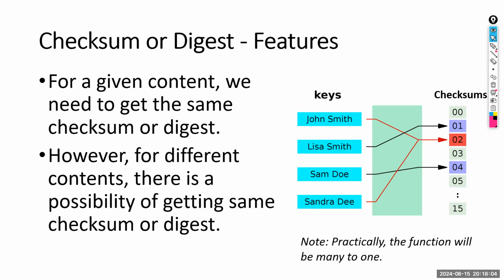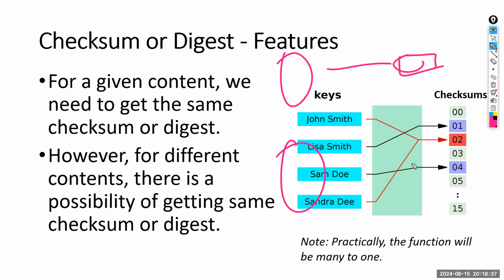For same content, we must always get the same digest. For different content, we must get different digest. For different content, if we get the same digest, that is also bad. But the way we generate the digest, there's no guarantee. Of course, there's a guarantee that for same content, you will get the same digest. But there's no guarantee that for different content, you always get a different digest. So there's a possibility that for different content, you might get the same digest.